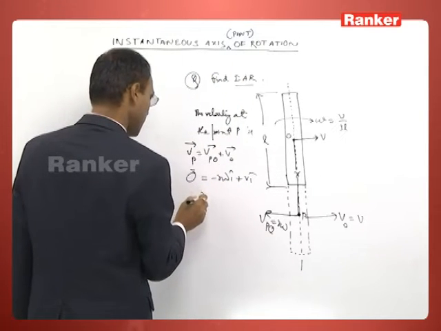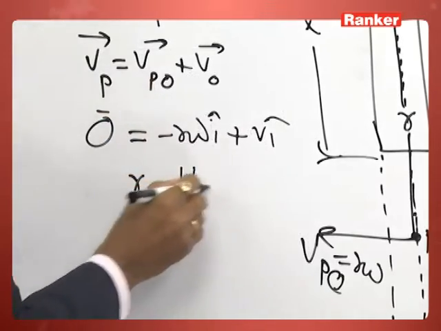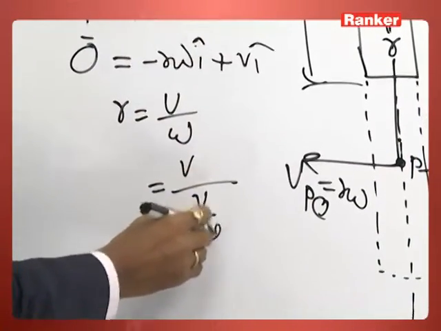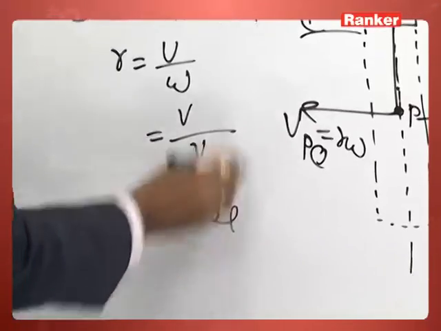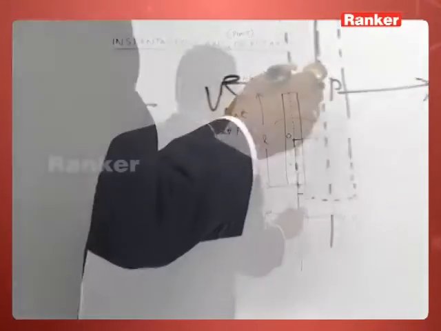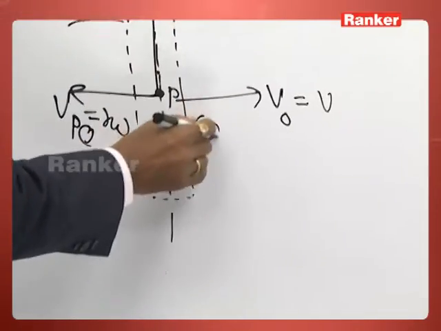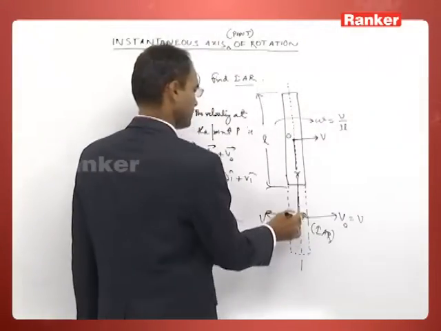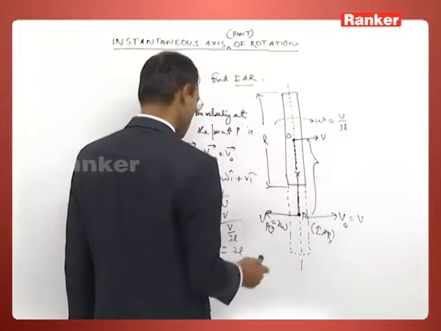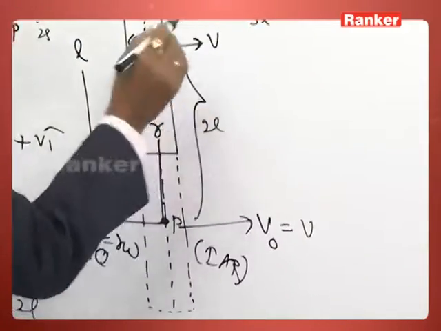And you are getting r is equal to V by omega. Since omega we have taken V by 2L, we are getting R is equal to 2L. So this point P, the instant axis of rotation, must be situated at a distance of r is equal to 2L.